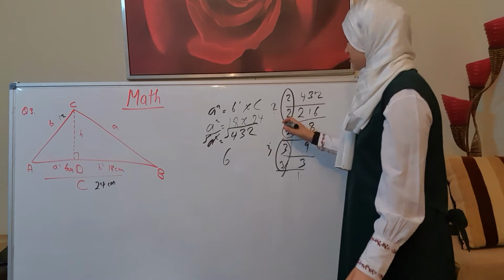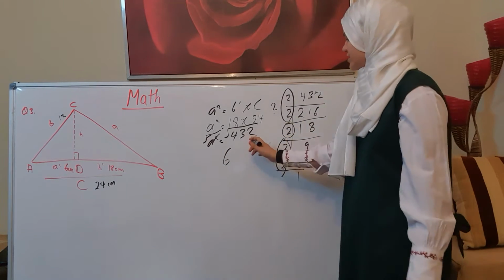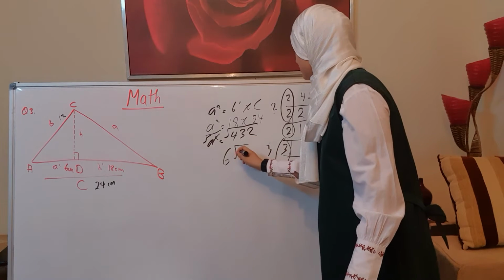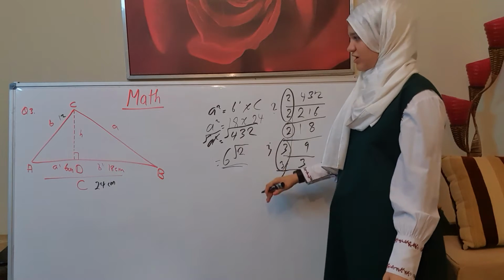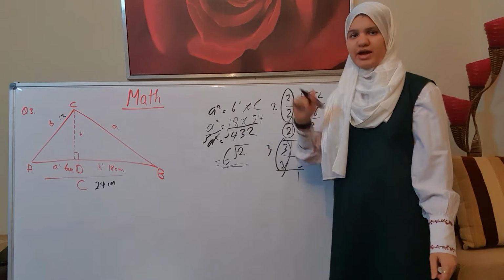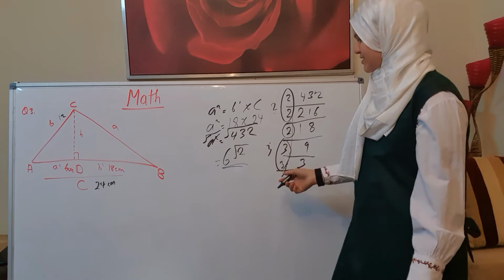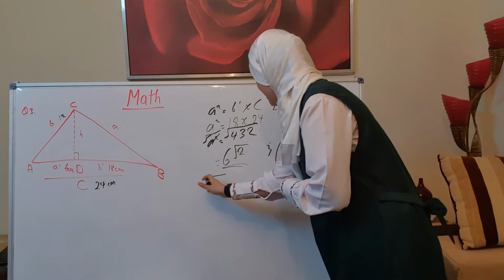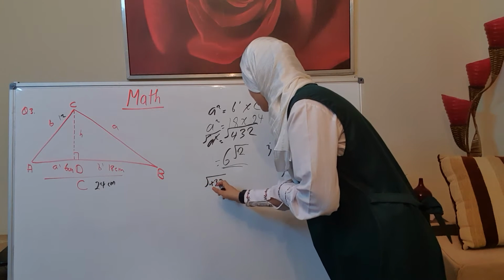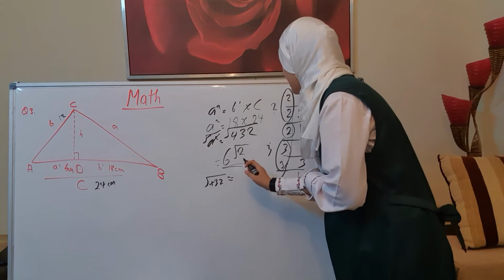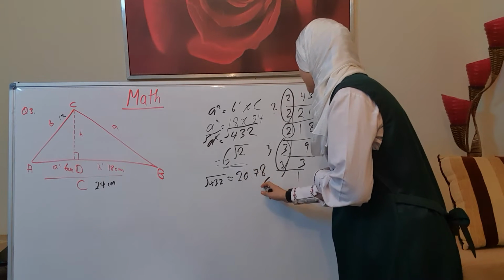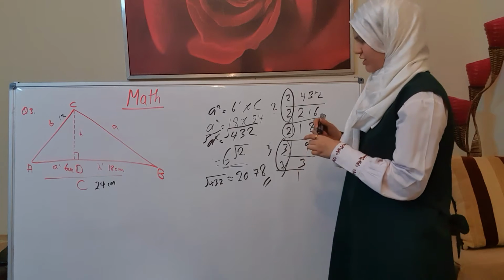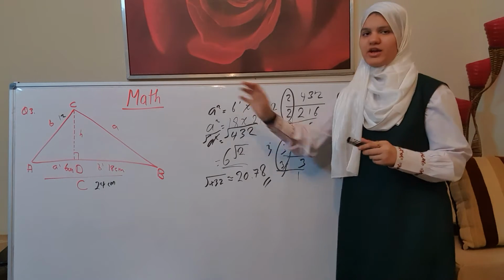What we have alone? 2. That means 6 radical 2. So this is the final answer for A. Or you can approximate it: radical 432 is approximately 20.78. Okay, so that was for A.